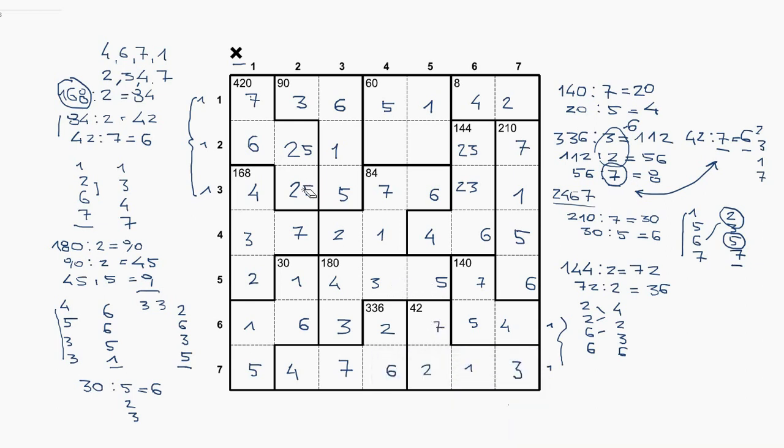Here is the number 5. Here cannot be number 5. Cannot be number 2. Cannot be number 3. And the final solution is that here has to be number 4. And here has to be number 3. And this is the final solution.